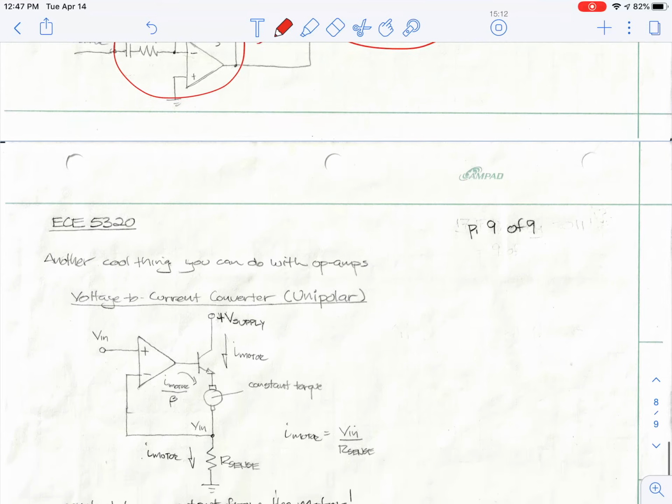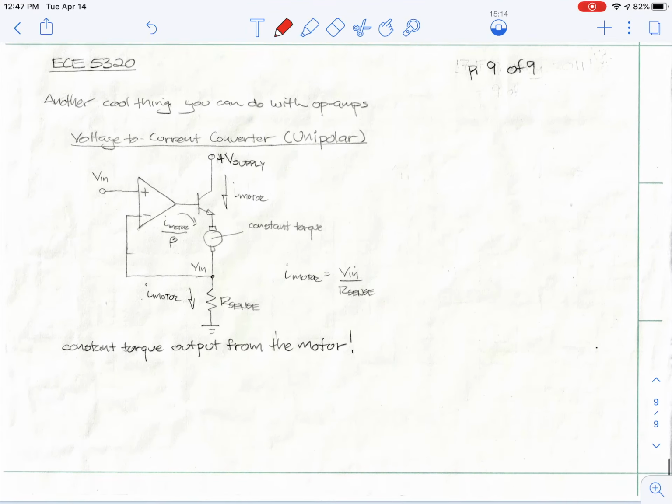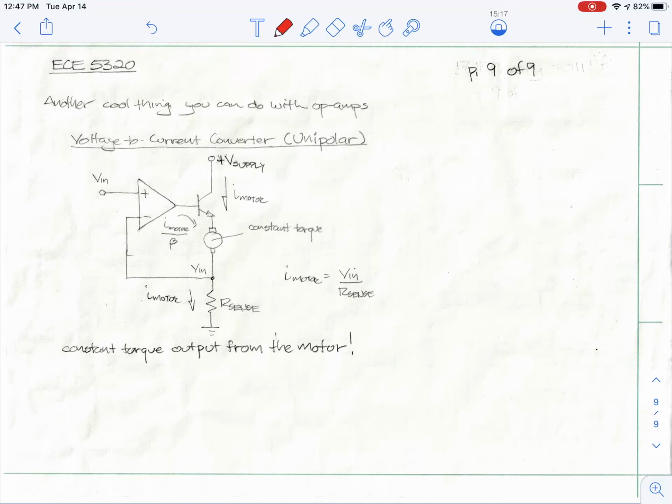Okay. So that said, I believe I mentioned this before, but there's another cool thing you can do with op amps: a voltage to current converter using a transistor to get a little extra current, and a sense resistor. This is a really simple analysis here. It shows you that the I through the motor is just equal to the Vn divided by the sense resistor. And if I do this on a brushed DC motor and put constant current through it, I will get constant torque out of the device, which is kind of fun.